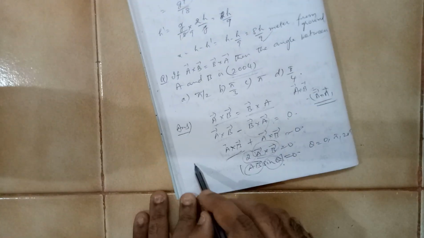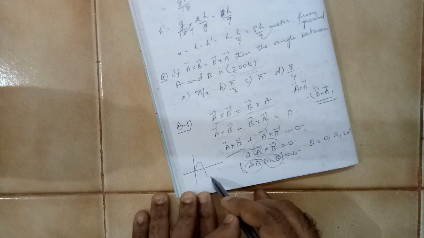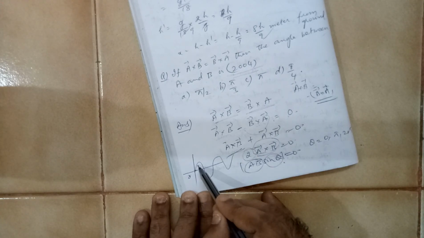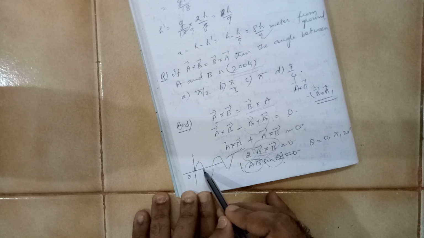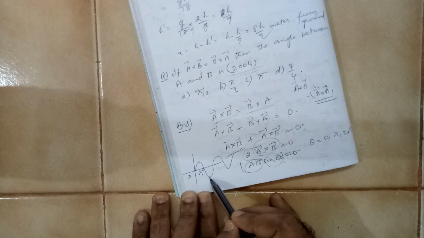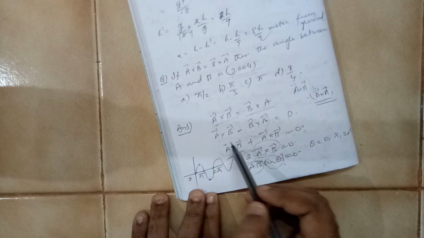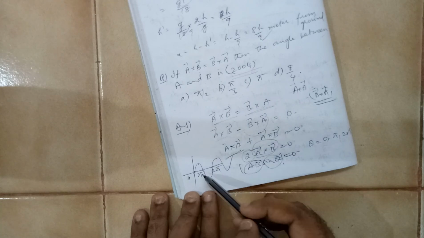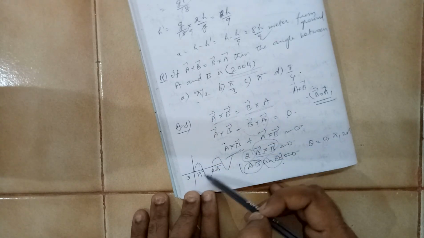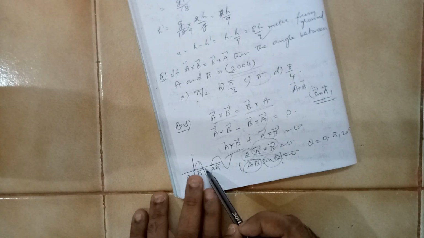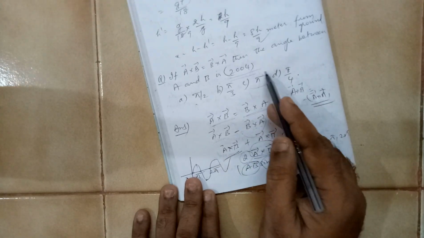So the sin theta curve is like this. So this is theta is equal to 0. This is pi by 2. This is pi. This is 3 pi by 2. This is 2 pi. You can see that at 0, pi, 2 pi, it is 0. So you have to see the options. Pi by 2, it is 1, it is not. Pi by 3, pi and pi by 4. Pi, it is becoming 0. So the angle between them is pi.